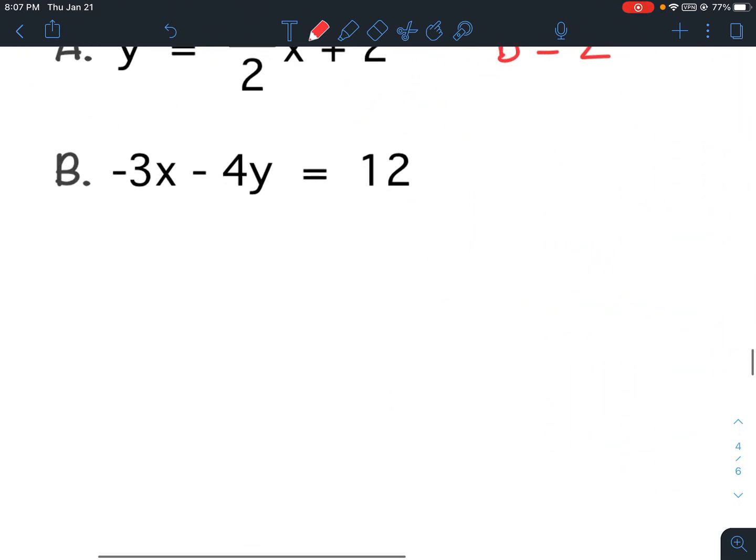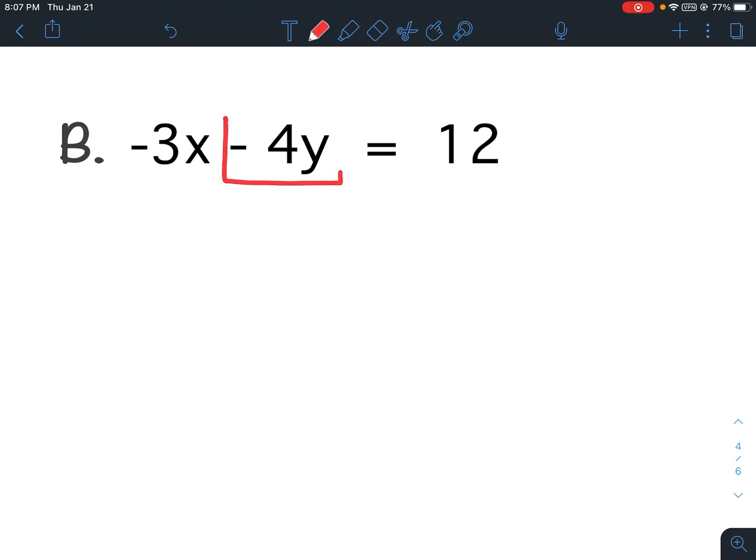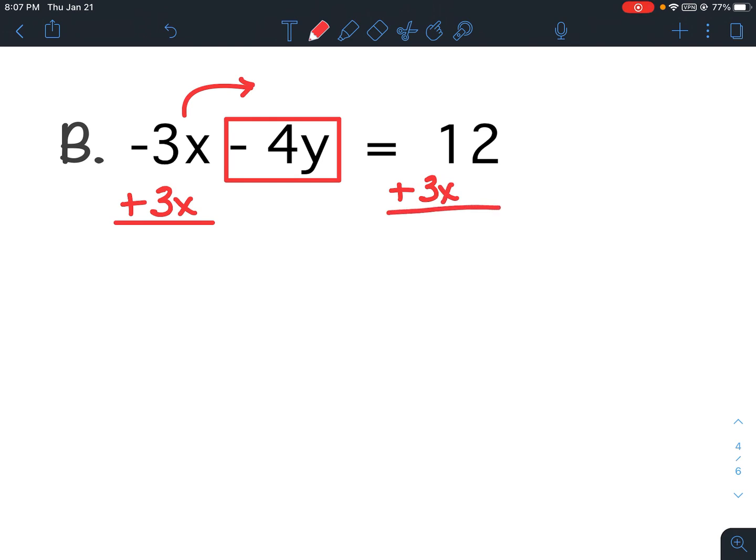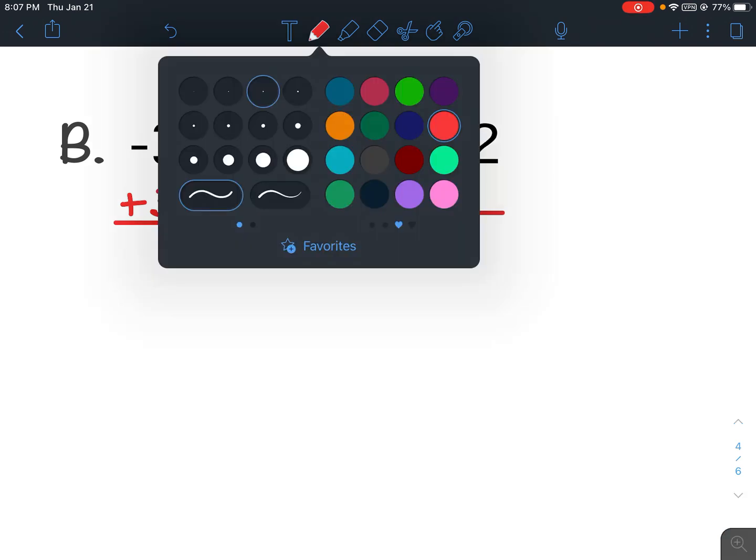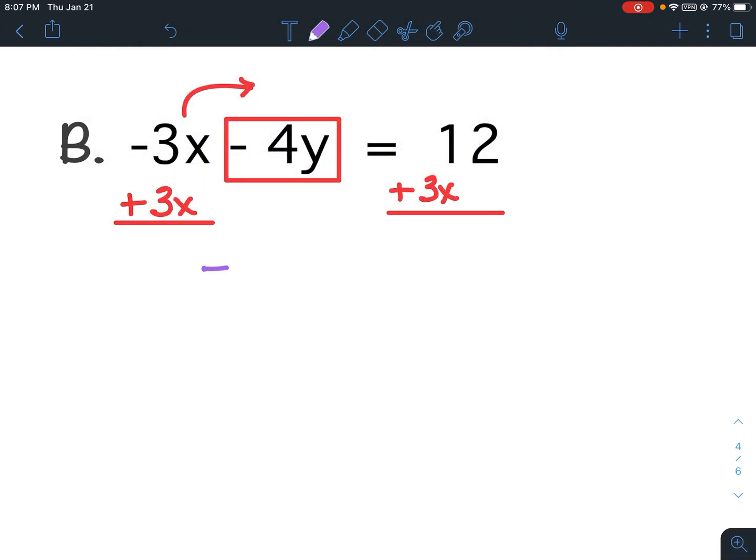Okay, 5B. It's got x and y on the same side, and y has a coefficient, so it's going to take 2 steps. Step 1 is I need to take the 3x to the other side of the equation. Since it's negative 3x, I'm going to add 3x to both sides. Bring down my variable term. Bring down my x term on the right and my constant term.